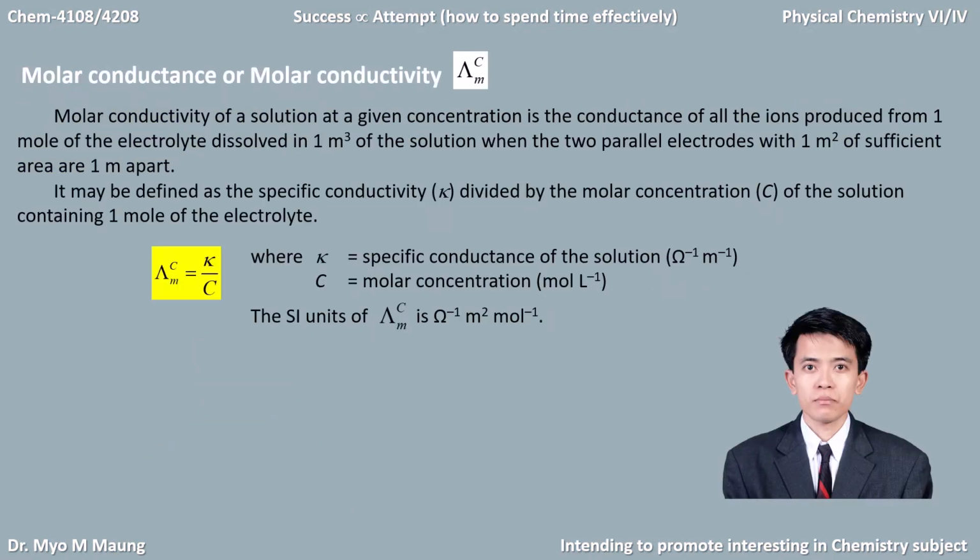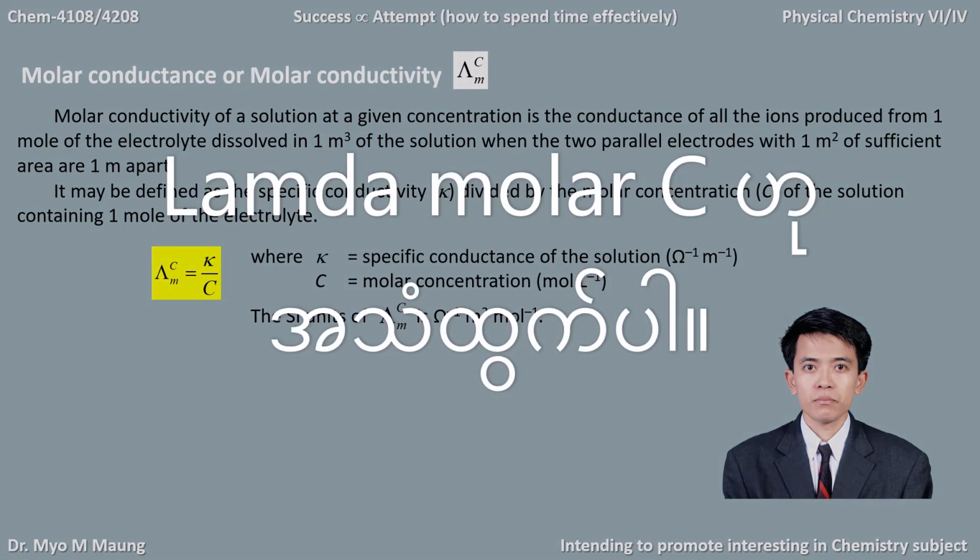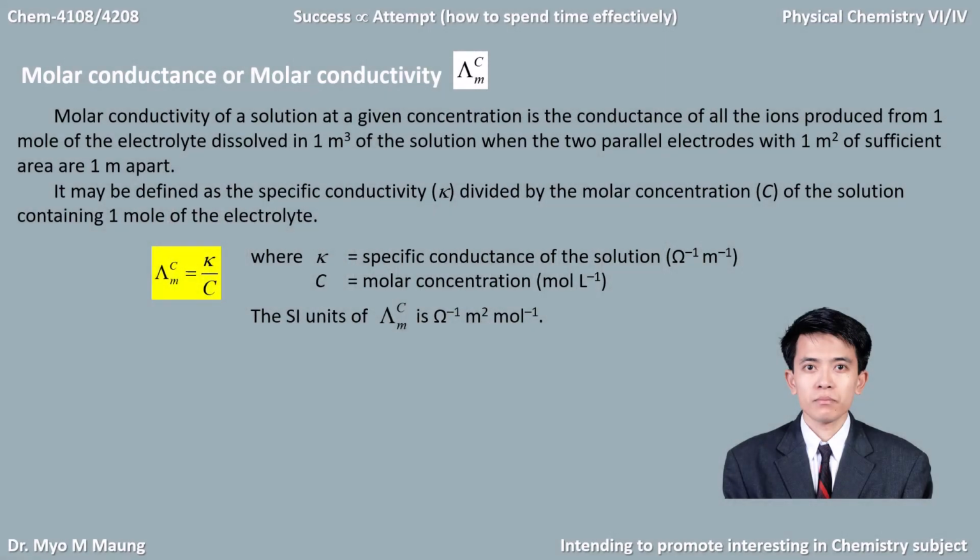I have taught you molar conductance, or molar conductivity. As a symbol it is called lambda molar C. Lambda molar C equals kappa by C, where, as you have known, kappa equals specific conductance, per ohm per meter, and C equals molar concentration, mole per liter. The SI units of lambda molar C is per ohm square meter per mole.